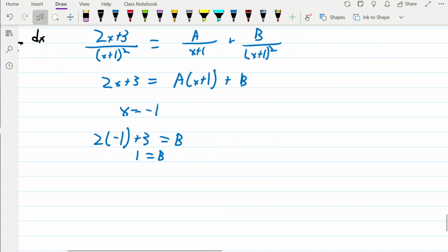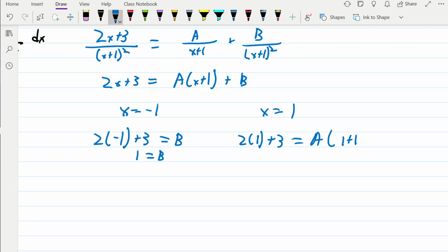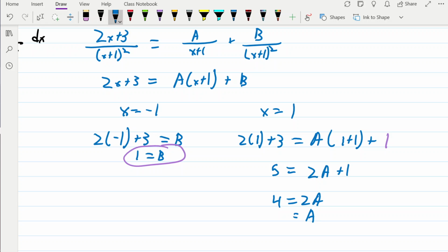And what we can just do is sub b back in at 1, and we can do any other number. So we'll just do x equals 1. So we're going to have 2 times 1 plus 3 equals a times (1 plus 1) plus, and then we're just going to take this right here, 1. All right, that is going to be 5 equals 2a plus 1. We can subtract 1 from each side, so 4 equals 2a, and a is going to then equal 2.